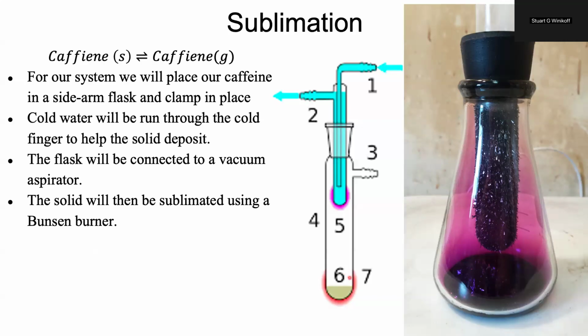We're going to sublimate that solid using a Bunsen burner. So we're going to connect that flask, clamp it in place, and then run a Bunsen burner over the bottom to essentially remove any of the caffeine off the bottom. When we do that, most of it will recondense back on the cold finger. Some will condense along those sides. So you're going to very carefully run that Bunsen burner along the sides to try and get as much of the caffeine to deposit onto that cold finger.